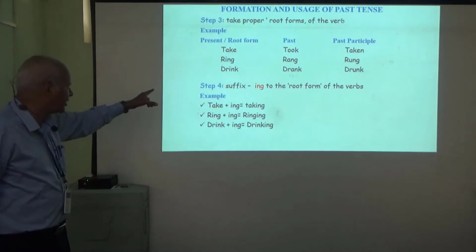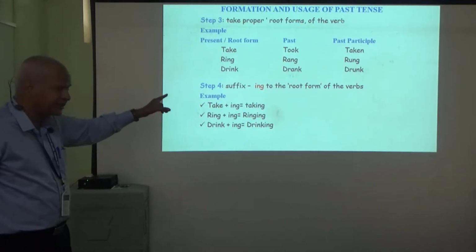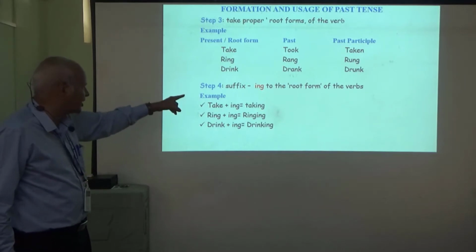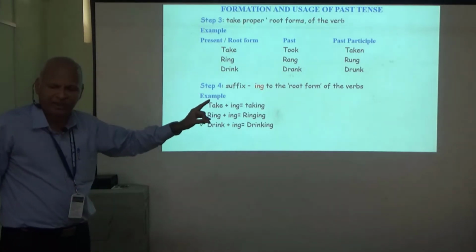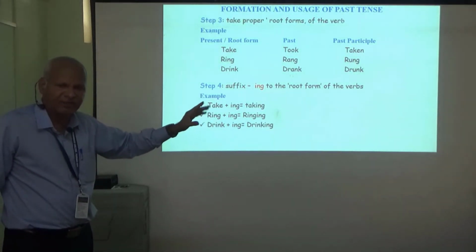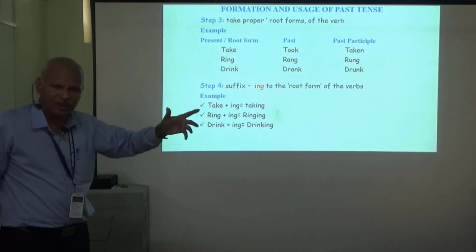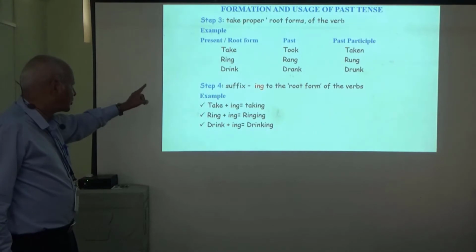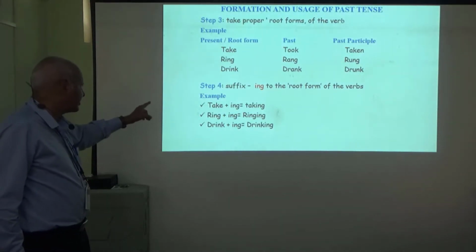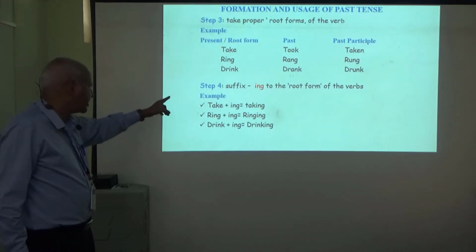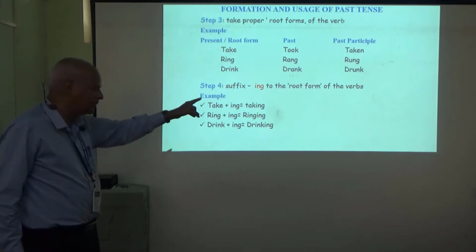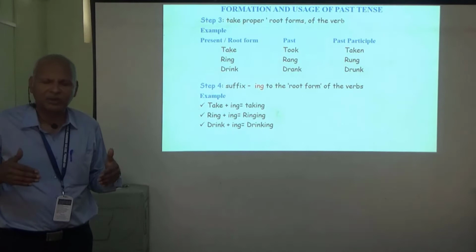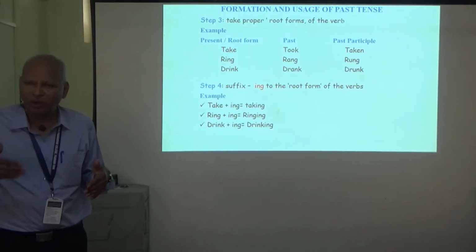Okay, these can be named as strong verbs because they change internally without taking any help. As we were discussing in the previous session, there are strong and weak verbs. These are strong verbs. Now we have to take a root form. After taking a root form, the next step is to suffix ing to the root forms of the verbs. Whatever root forms we take, next step is we have to suffix ing to the root form.